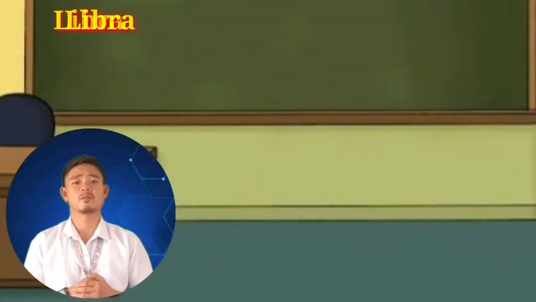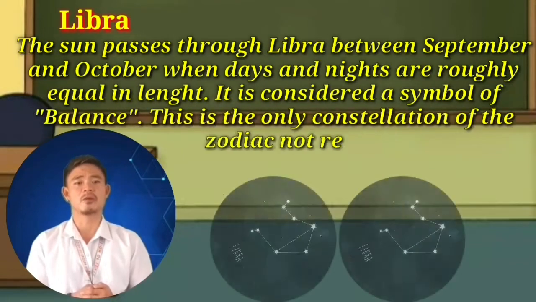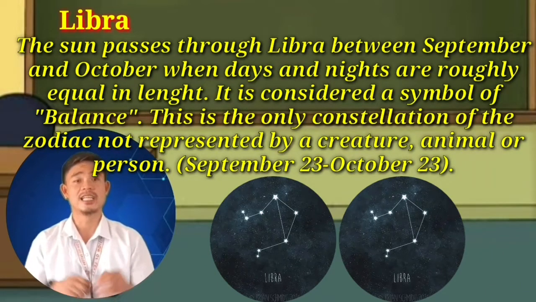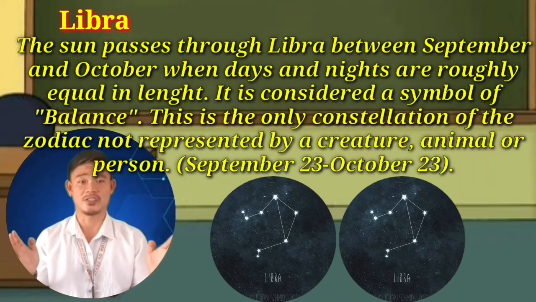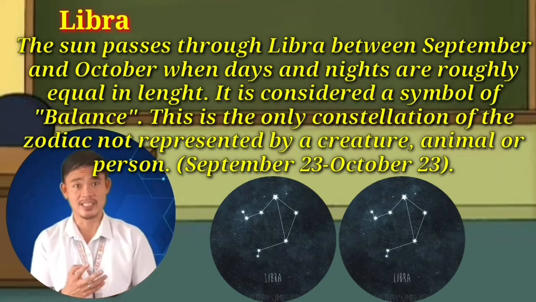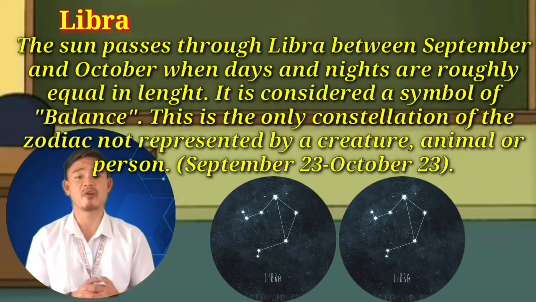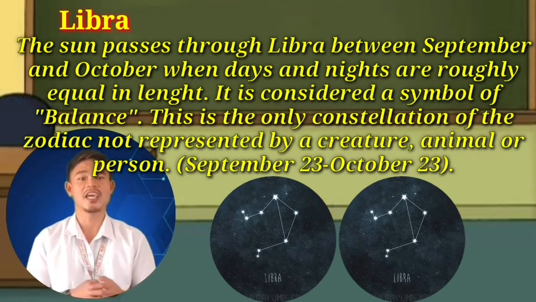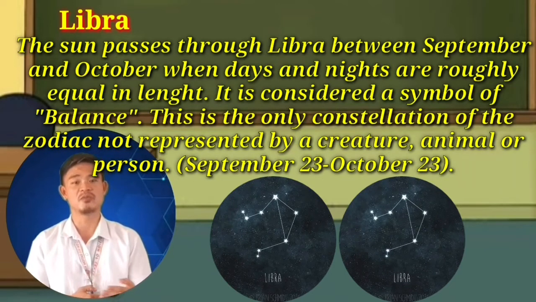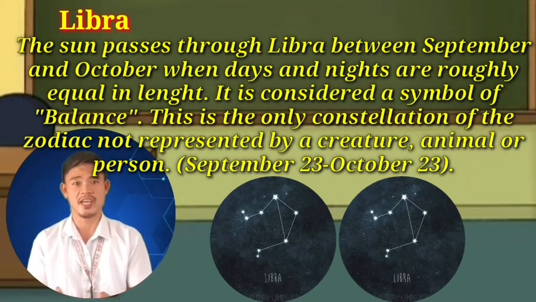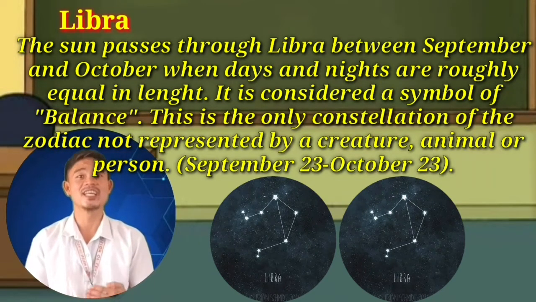Next is Libra. The sun passes through Libra between September and October when days and nights are roughly equal in length. It is considered a symbol of balance. Libra meaning balance. Take note of that. And Libra is the only constellation of the zodiac that is not represented by a creature, either animal or a person. And Libra falls between September 23 to October 23. If your birthday falls on this date, your zodiac sign is Libra.